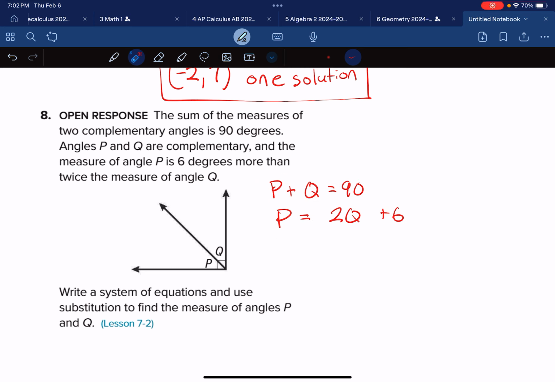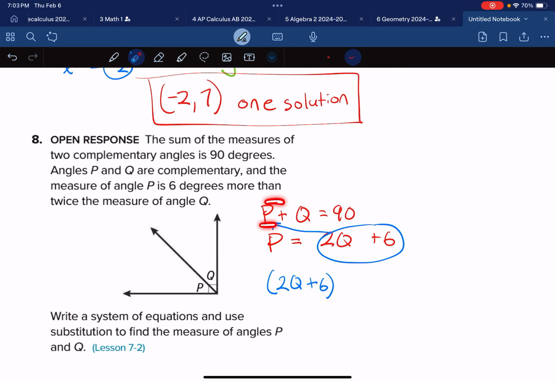I would have been inclined to use substitution even if it didn't tell me to, because one of these equations has been solved for a variable. So again, I always point out the way that I do my substitution. If this P is 2Q plus 6, this P must also be 2Q plus 6. So I'm going to rewrite this equation, but in the place of this P, I'm going to substitute 2Q plus 6. So I now have 2Q plus 6, I have just rewritten P, and I'm going to write the plus Q, and I'm going to write my equal to 90. I've now rewritten this entire first line while doing my substitution.